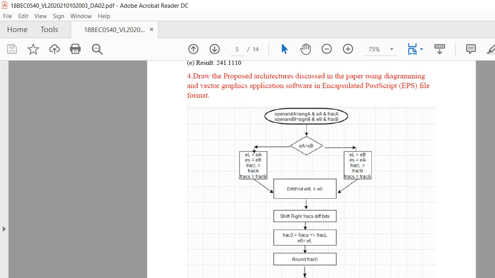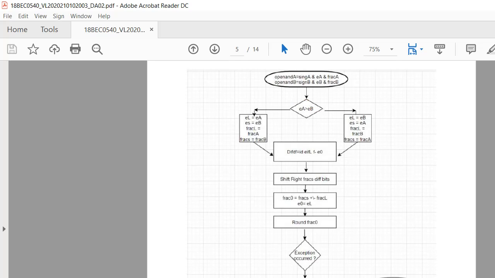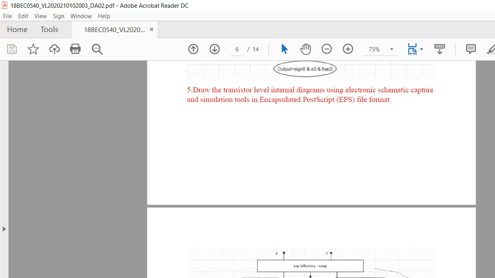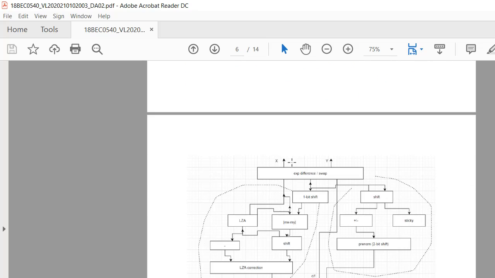Next is the proposed architecture discussed in the paper using diagram and vector graphic applications. Here we can see the operation in different steps taken by this system, like shifts and fractions and output signals and signal exception. This is the transistor level internal diagram using electronic schematic and simulation tools. Here we can see two paths, one is a closed path and one is an open path for the exception handling process.